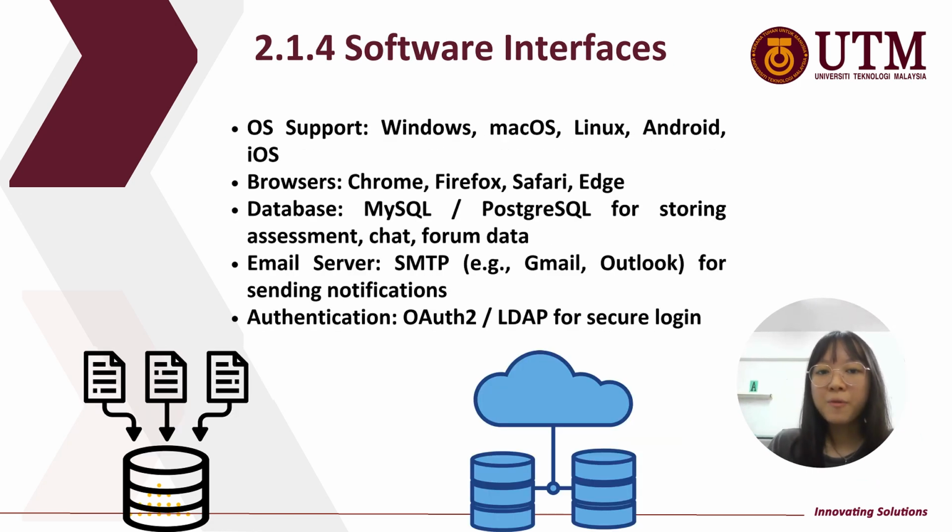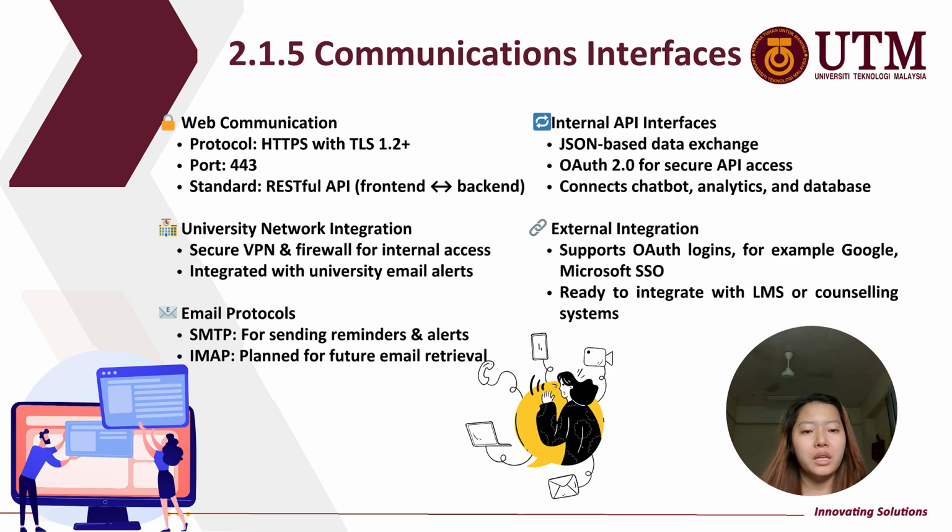Our system integrates with various software, including major operating systems, browsers, and database platforms. It also connects to email servers to send notifications and uses OAuth for secure login and role-based access control. Our system uses HTTPS with TLS 1.2 plus version and REST APIs for secure communications. It integrates with the university network via VPN and firewall, with email alerts through SMTP. Internal APIs use JSON and OAuth 2.0 version to link the chatbot and analytics and database, plus support for Google and Microsoft login with future learning management system integrations.